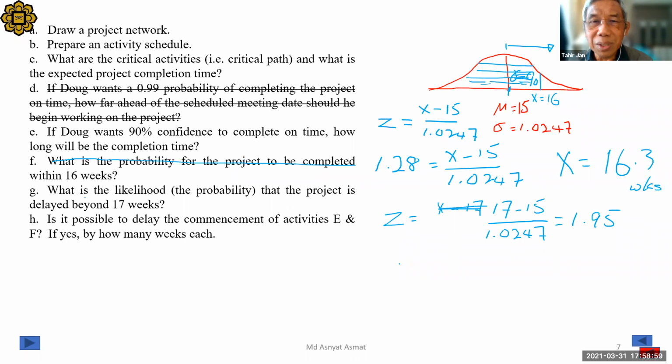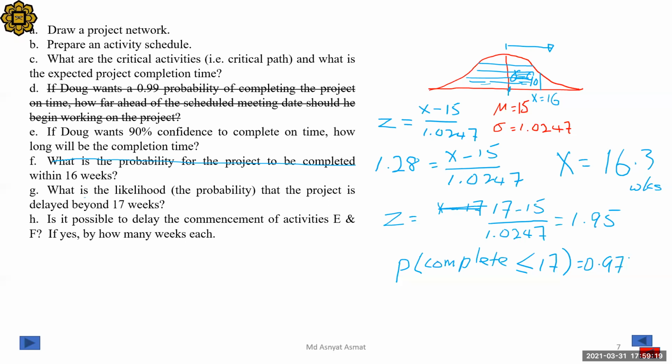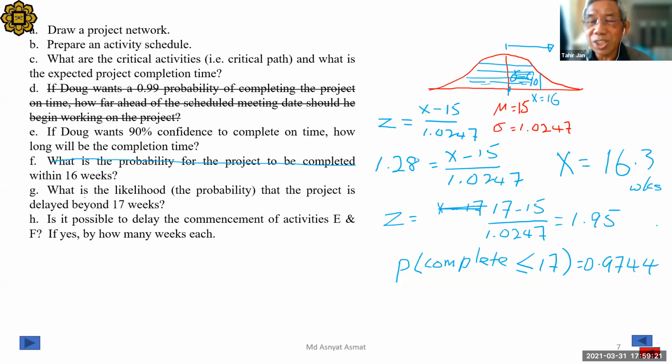What does it mean? P, the probability of completing within or in 17 weeks. What do you get? I forgot already. 0.9744, right? Yes. So this is the probability of completing the project within 17 weeks.